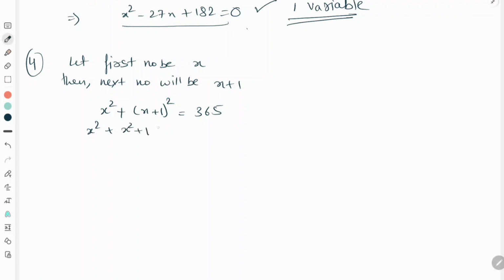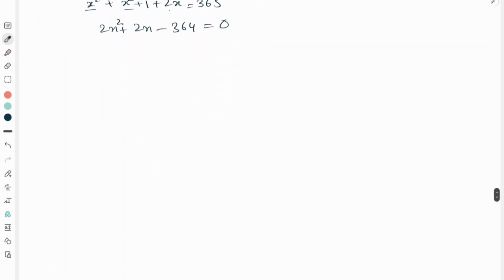First we can solve this to find the quadratic equation. It will become something like this. So we can just simplify this equation: 2x² + 2x − 364 = 0. Now we can solve this equation to find the roots, and I think you can do it by yourself. So let's move to question number 5.